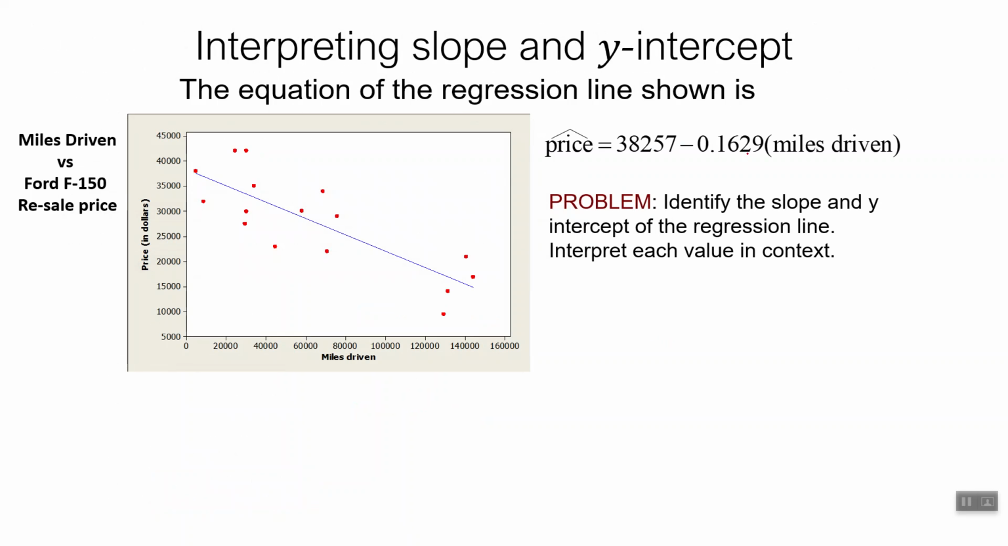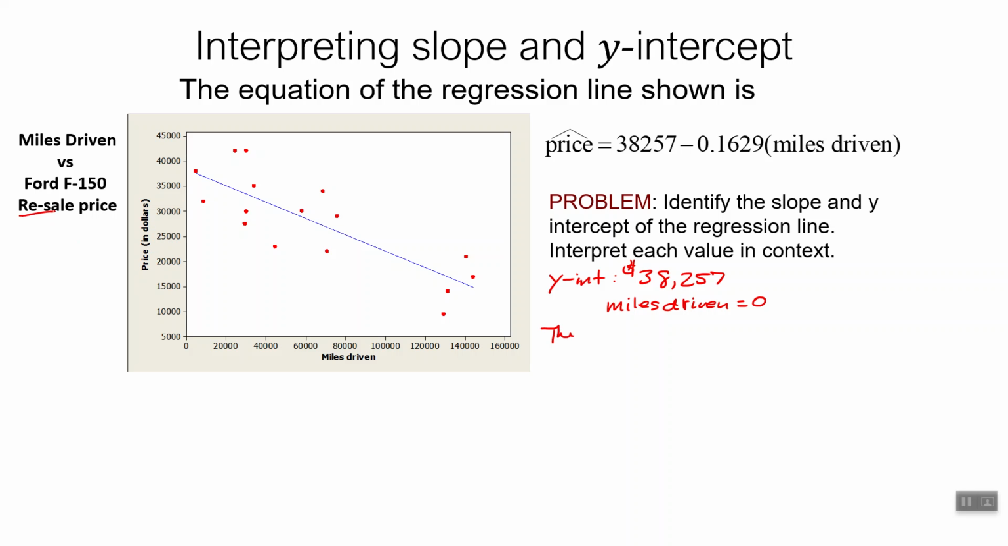All right, so here's our regression line, which we wrote down before. Price hat, the predicted price, equals 38,257 minus the slope times the miles driven. So identify the slope and y-intercept of the regression line and interpret each. So the y-intercept is $38,257. Remember, that is our y value when the miles driven equals 0.